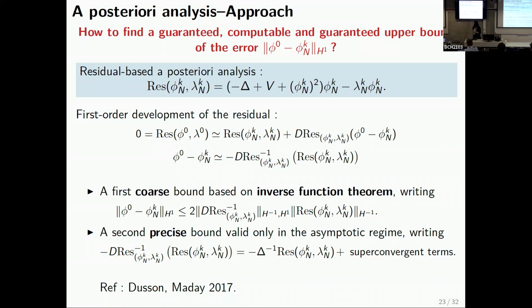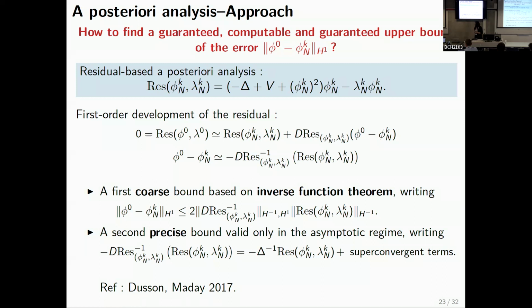If we invert this equation, then we get that the error can be approximated at first order by the inverse of the Jacobian of the residual applied to the residual. And you see that on the right here, you only have terms that depend on the approximate quantities. In this approximation there are higher order terms that you need to bound. The way we did this was first to obtain a first crude bound, using a crude bound on the error on the Jacobian of the residual times the residual. Then once we know that we have a first bound, we write this right-hand side as something that looks like the Laplace operator plus some convergent terms.